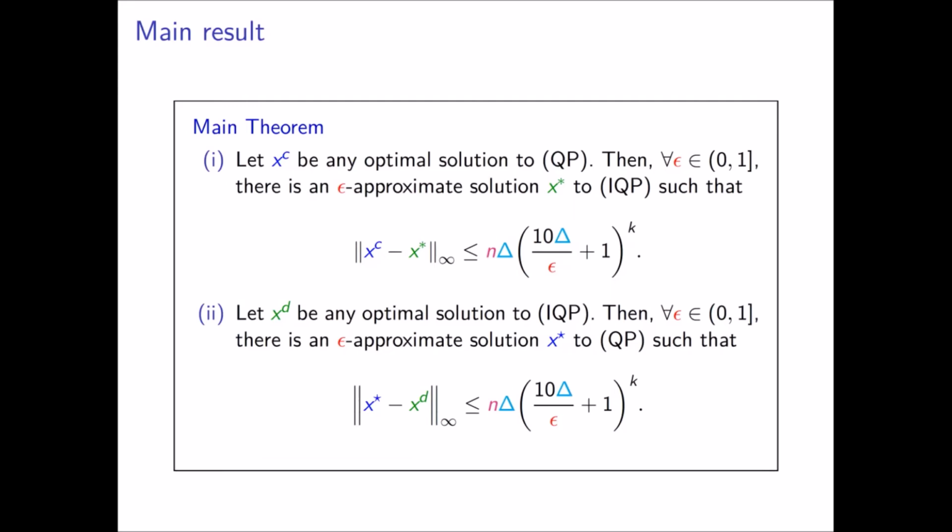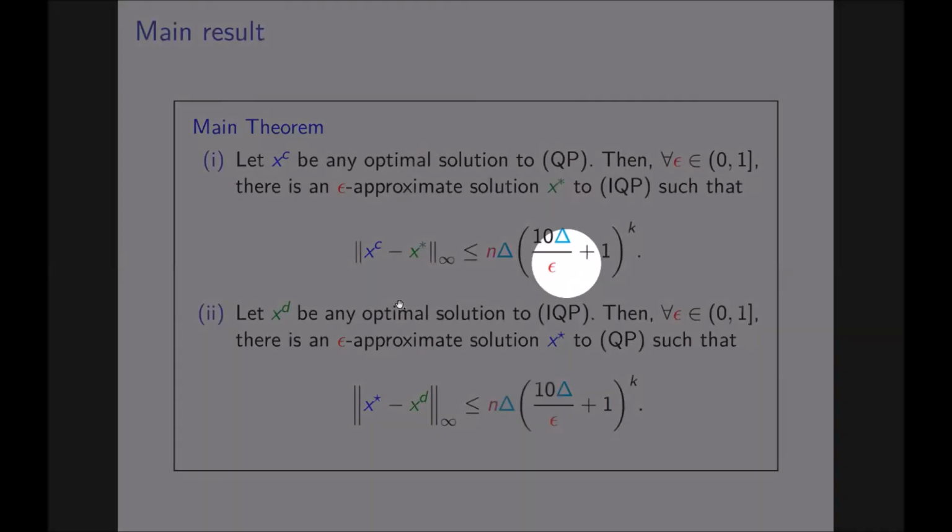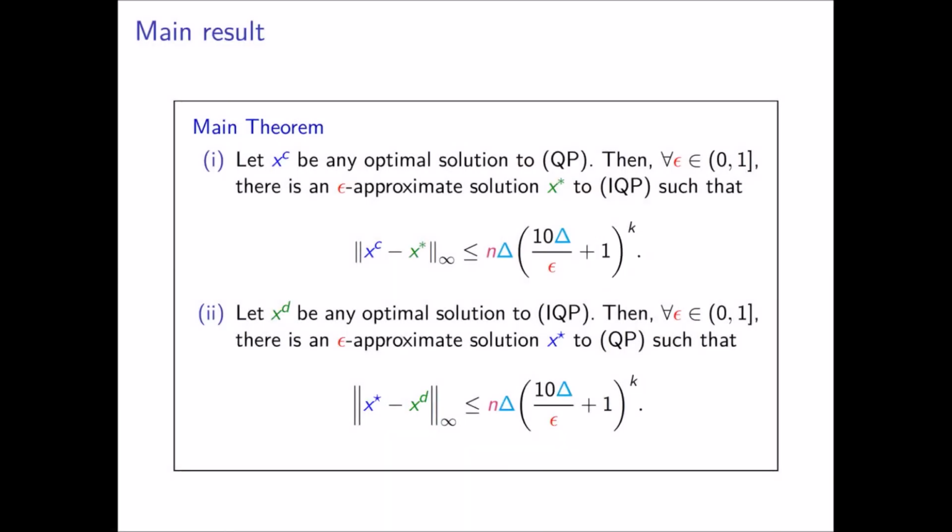Note that for k equal to 0, our problem IQP is an integer linear programming problem, and QP is its standard linear relaxation. In this setting, our bounds reduce to n delta for every epsilon. Therefore, the proximity bound by Cook, Gerards, Schrijver, and Tardos can be obtained as a corollary to this result.